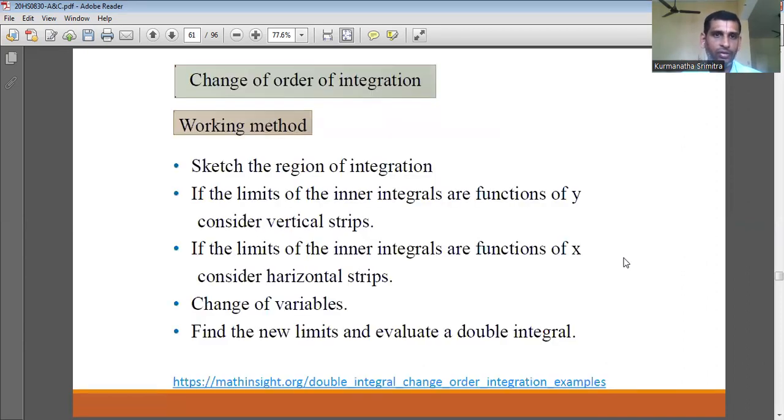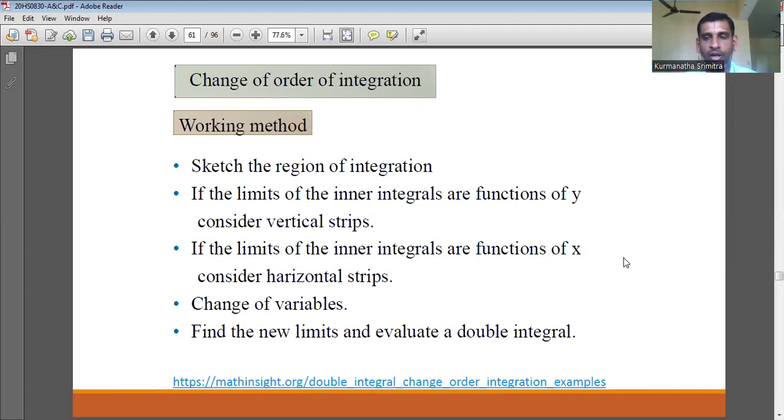To calculate double integration, we can also change the order of integration. That means we can integrate with respect to x first and then with respect to y, that is one order, and reversely, first with respect to y and then with respect to x. We can integrate the function in any manner. If the given order is first with respect to y and second with respect to x, then we can change the order by changing the corresponding limits.